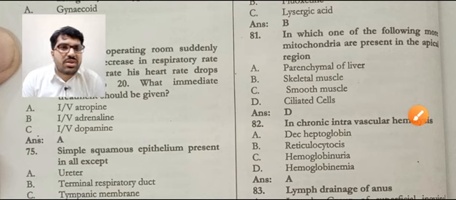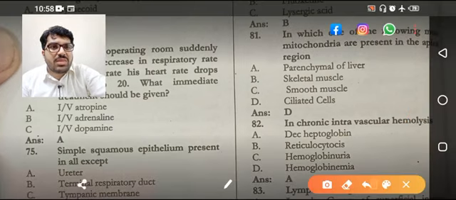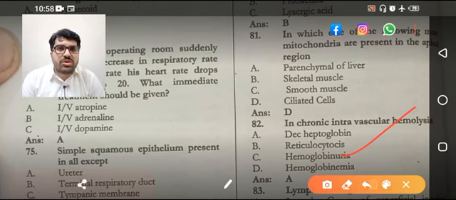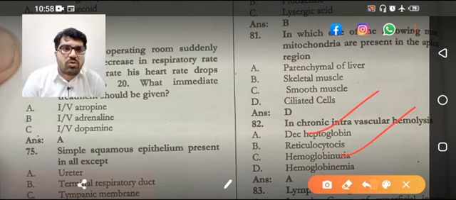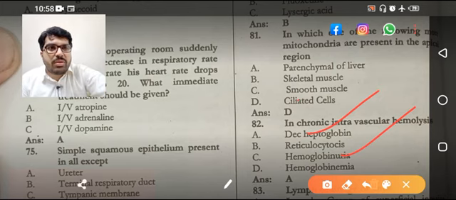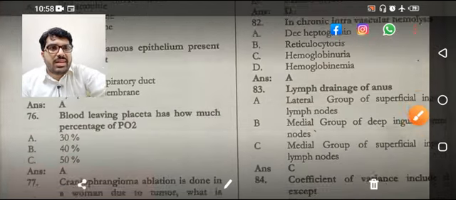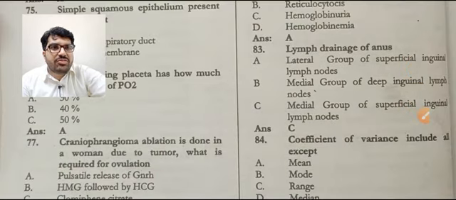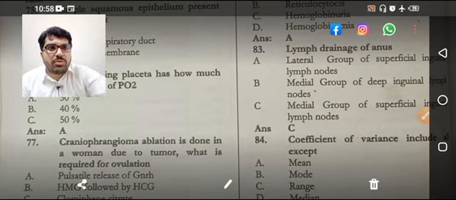In chronic intravascular hemolysis, the answer is hemoglobinuria. In acute, decreased haptoglobin. Or if there is no mention of chronic, then decreased haptoglobin. Lymph drainage of the anus, below the dentate line, goes to the medial group of superficial inguinal lymph nodes.